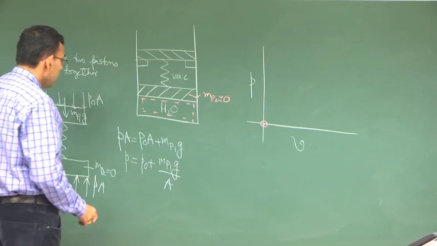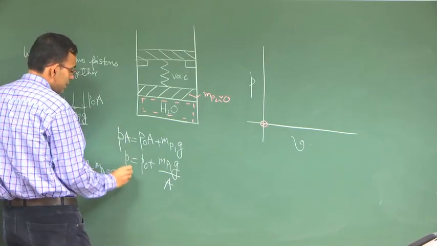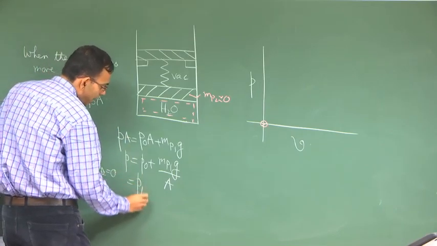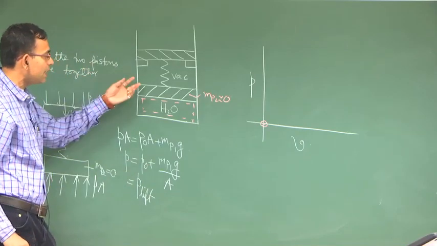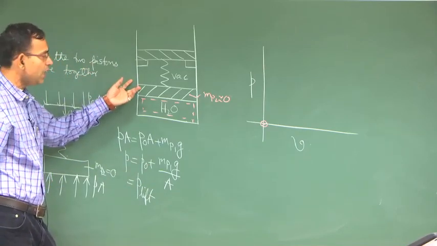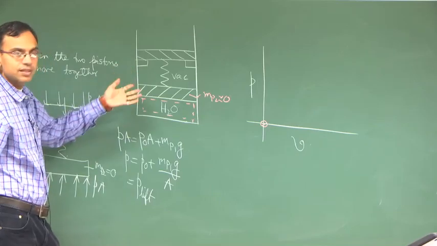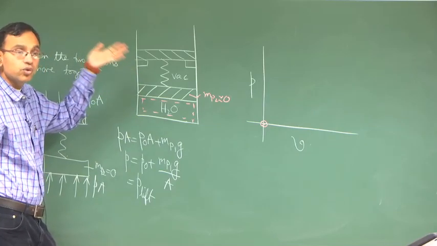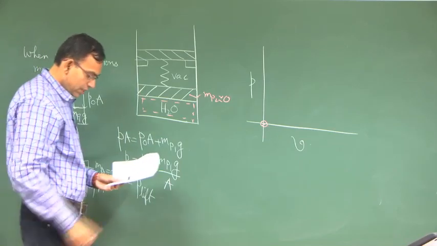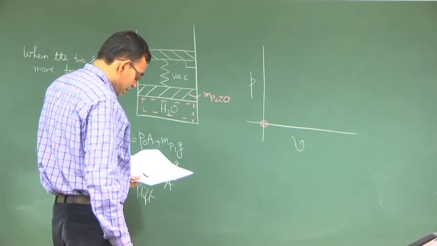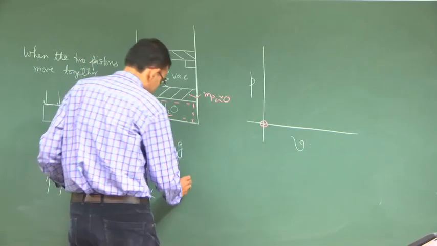This P we say equal to P lift, where by P lift what we mean? By P lift we do not mean that when this is lifted, by P lift we mean that when both of these pistons are lifted together. So, this P lift, if you calculate it, it is 1500 kilopascal.